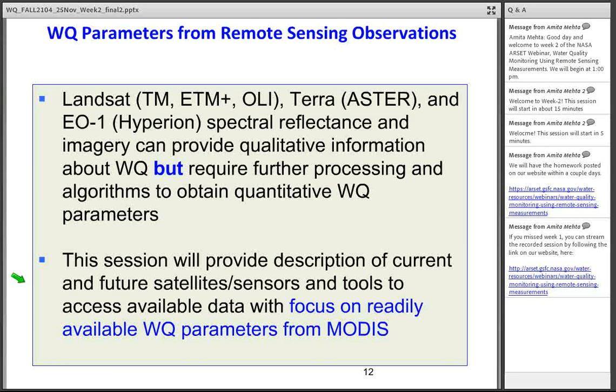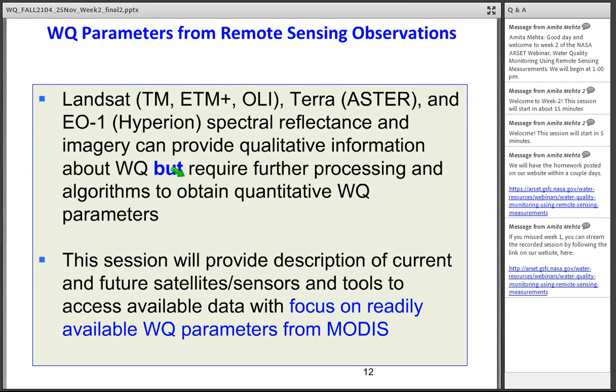There are two points to notice here. Satellites such as Landsat have TM, ETM, and OLI, as we will talk about. Terra has ASTER, and there are EO-1 and Hyperion. They all measure spectral reflectances in different bands. So these images, as we saw last week, can be interpreted in terms of changing water quality, but this is qualitative information. Just by looking at images, one can sense how water quality is changing.